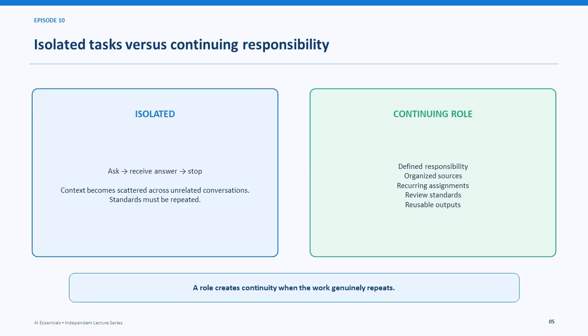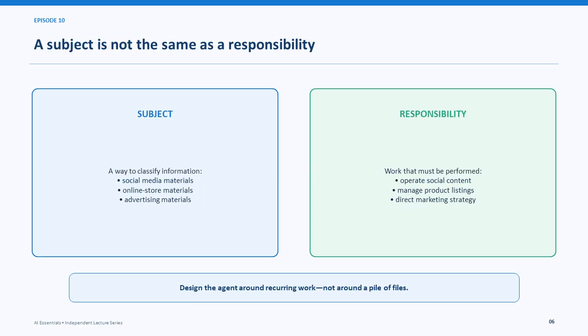An isolated request ends with one answer. A continuing role maintains defined responsibility, recurring sources, standards, checkpoints, and outputs. The role becomes useful as the work repeats. A subject is not the same as a responsibility. "Marketing materials" names information; "prepare weekly campaign drafts under approved standards" names work that can be reviewed.